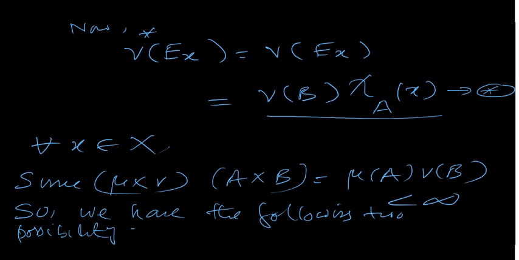Since it is finite, the first possibility is that both have finite measure. The second possibility: if one of them has infinite measure, the second must be 0, because if the second is non-zero, the non-zero into infinity will be equal to infinity, which is not the case because it is always finite. So if one of them is infinite, say mu of A is infinity or nu of B is infinity, then the second must be equal to 0. So these are the two possibilities. Let's discuss these two possibilities.